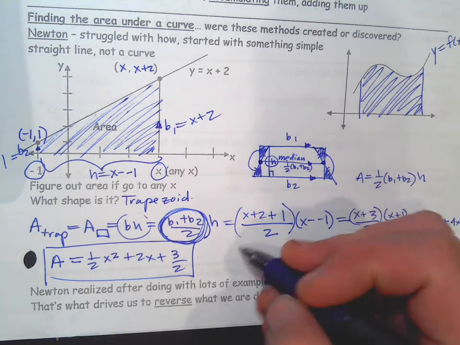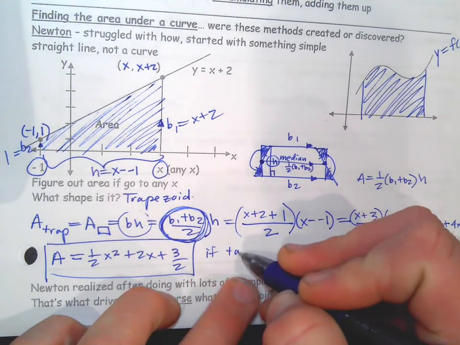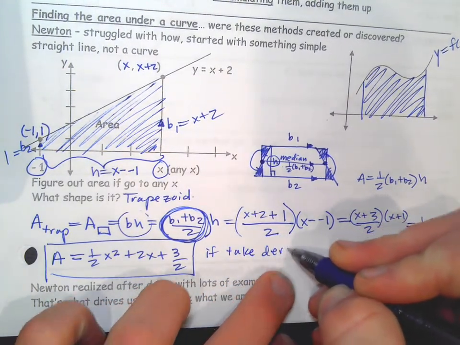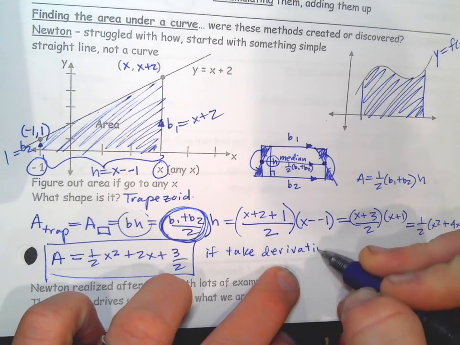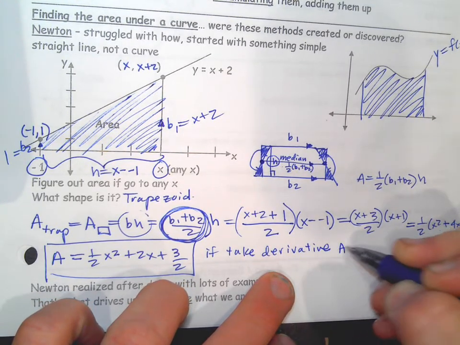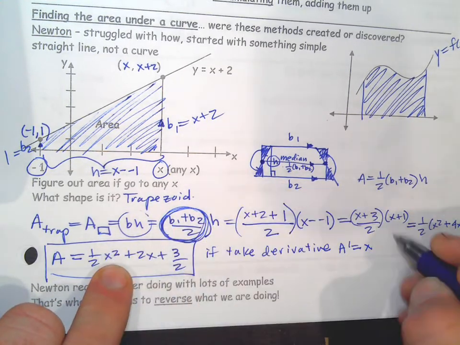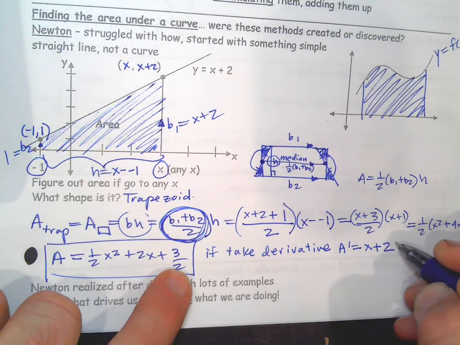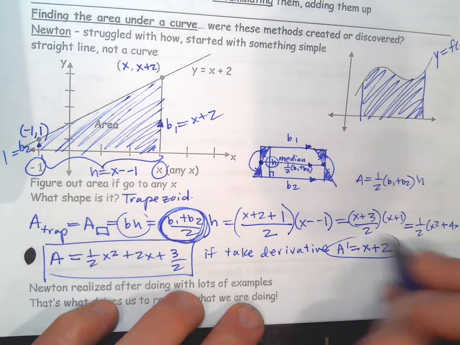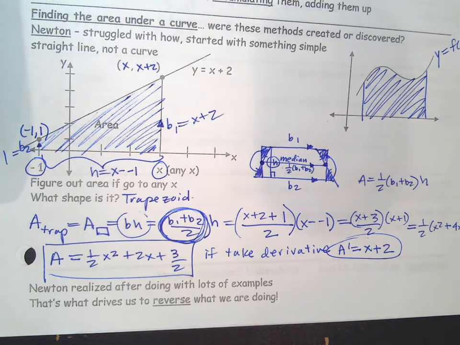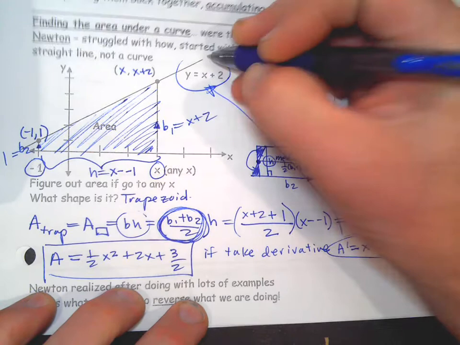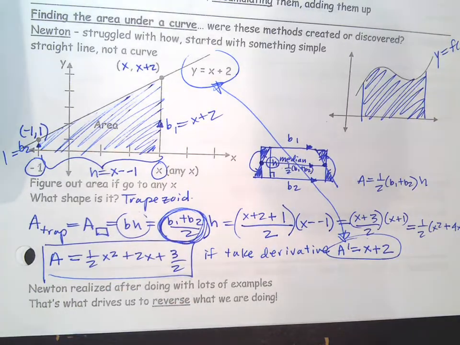So if we take the derivative, let's just see what happens. He's just trying different things. We take the derivative of the area formula. What do we get? We get x, right? The 2 goes in front, plus 2, and then 3/2 is 0. So this is what we get for the derivative. Is that special at all? It's equal to the equation of the line that we're trying to find the area underneath? Is that just a coincidence?